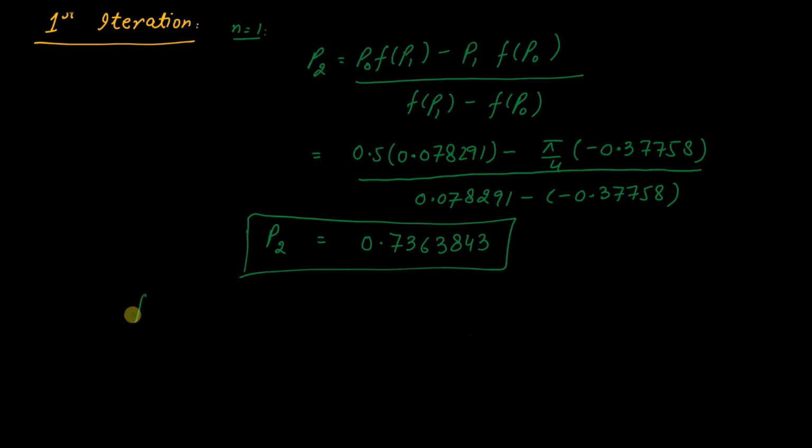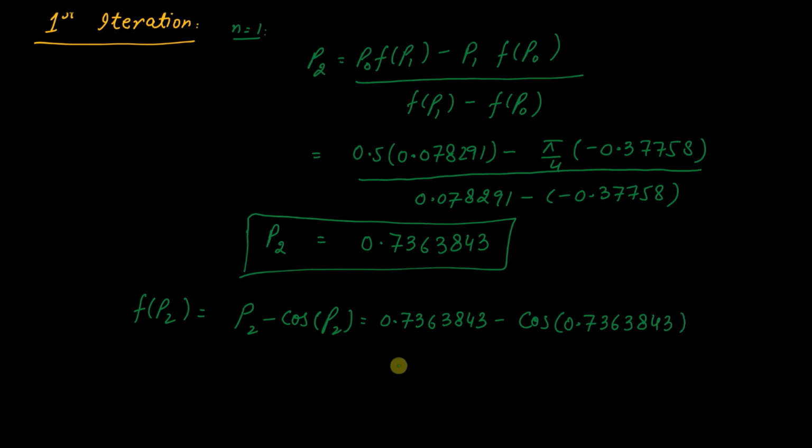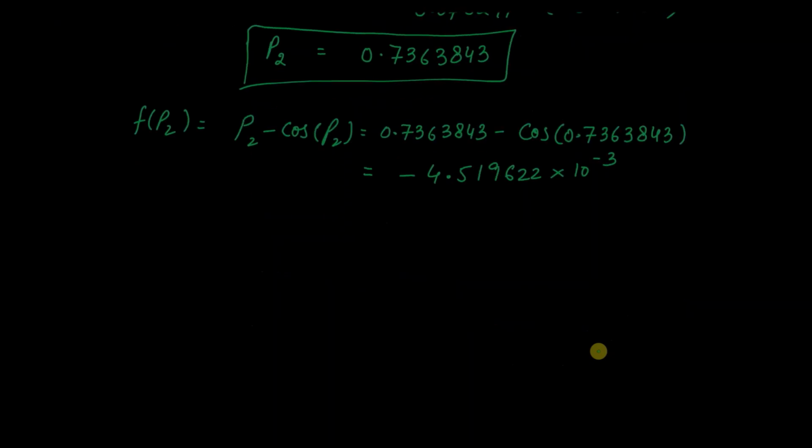So that is the value of P2, and we need to substitute it in the function in order to find the value of f of P2. So f of P2 is equal to P2 minus cos of P2. So that is equal to 0.73638843 minus cos of 0.73638843. So you need to simplify it. After simplification, you will get negative 4.519622 into 10 raised to the power minus 3. After that, we need to go for the second iteration.